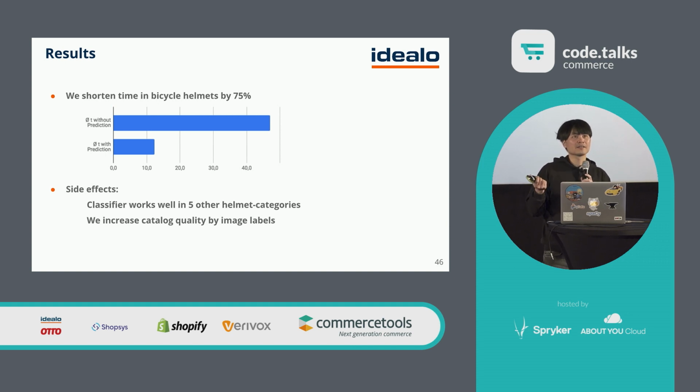As a side effect, the cool thing with this is the classifier works well now with 5 other helmet categories. So it's not only the categories that we did, right? And yeah, in the future, we are going to want to roll out to other categories like smartphones, I don't know, computers as well. So we are continuing to work on this. At the end of the day, we have 2,000 categories. So it's a lot of categories that we need to work on.